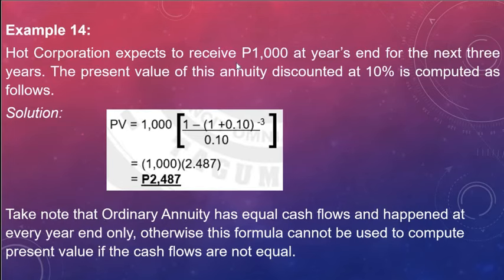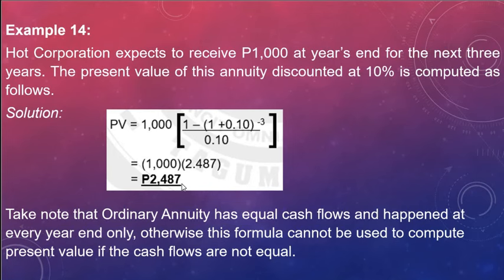So, Cat Corporation expects to receive 1,000 at year end for the next 3 years. So, meaning year end siya magbayad or makadawat og 1,000. So, the present value of this annuity discounted at 10% is computed as follows. So, we just substitute the formula. That's 1,000 times 1 minus 1 plus I or 0.10 raised to the power of negative n, divided by I or 10%. So, the present value factor is 2.487. So, multiply natin by 1,000. So, that's 2,487.